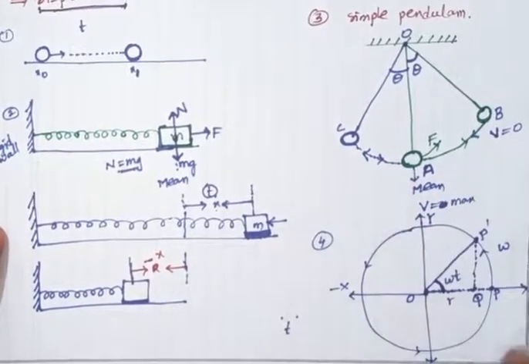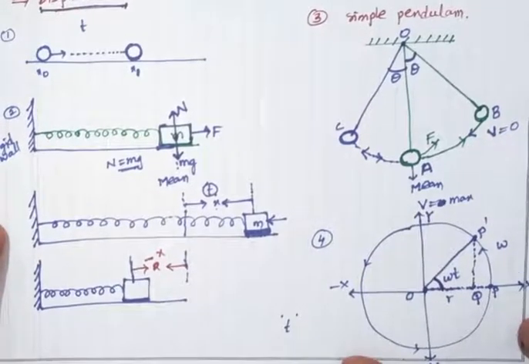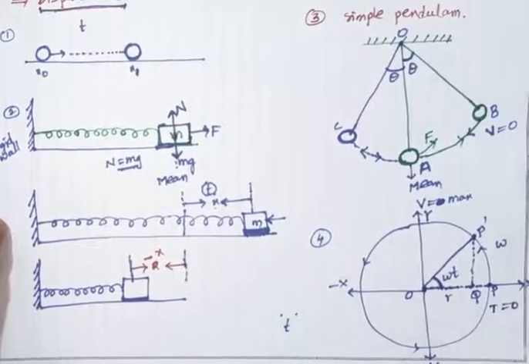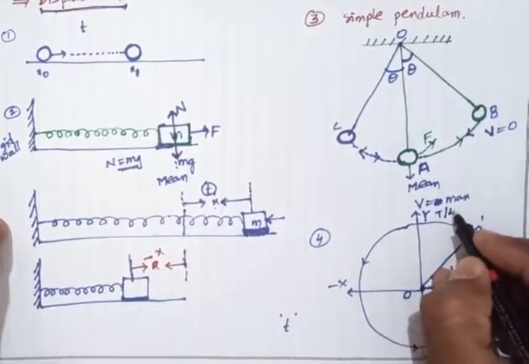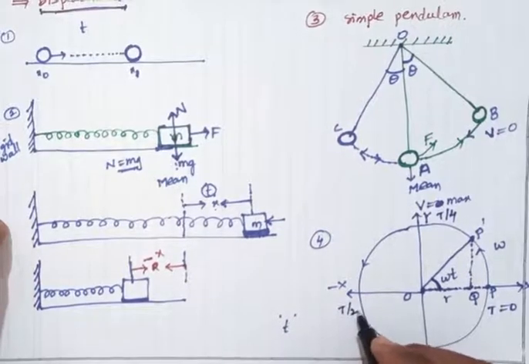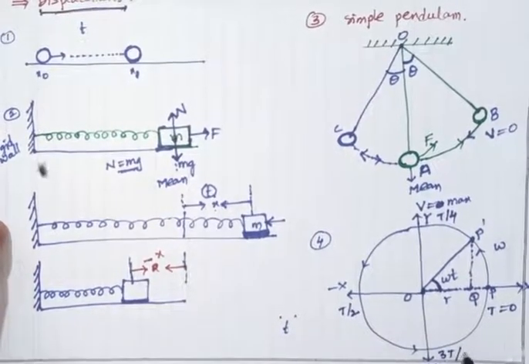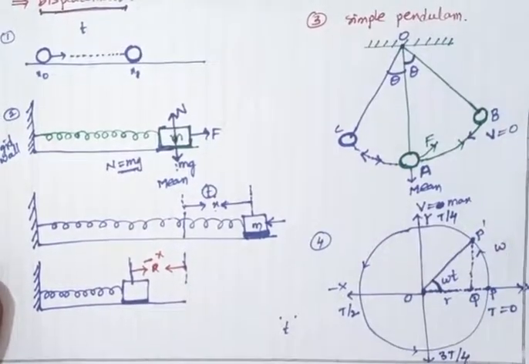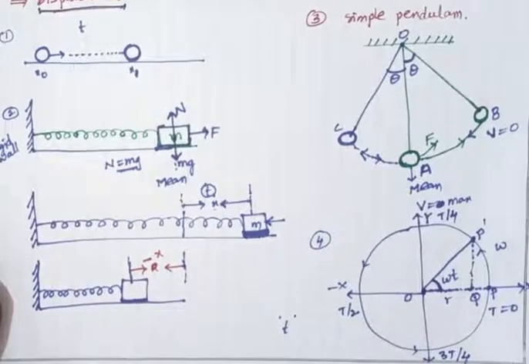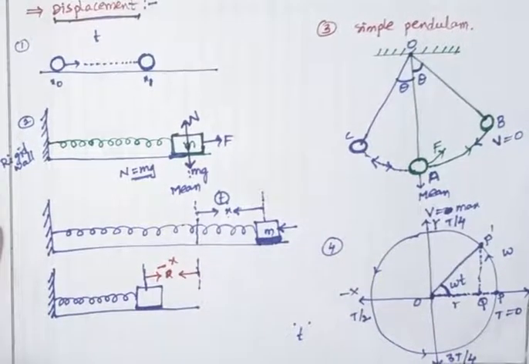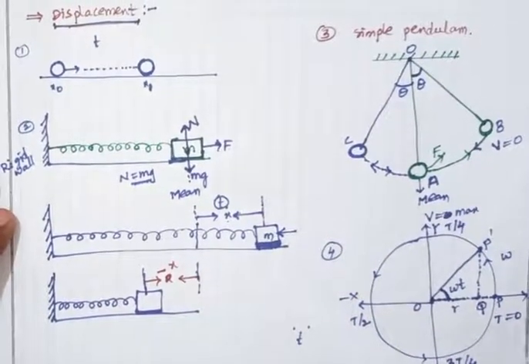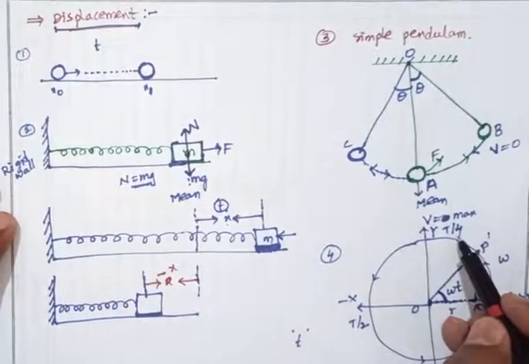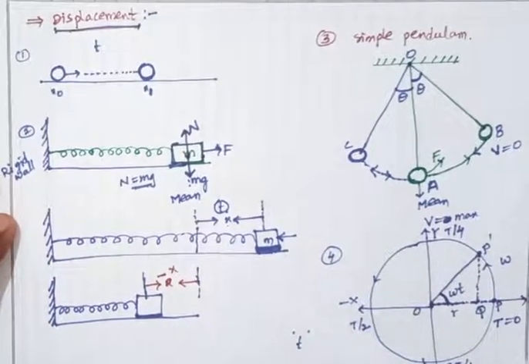So this is also a periodic motion. For the periodic motion, here t equals 0, here t equals T by 4, here T by 2, and here 3T by 4, where T is the time period.